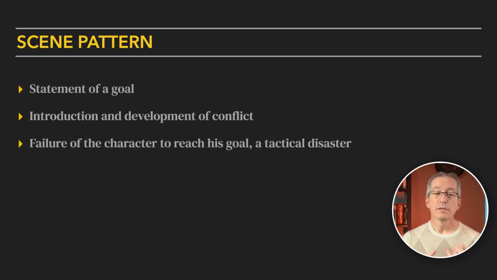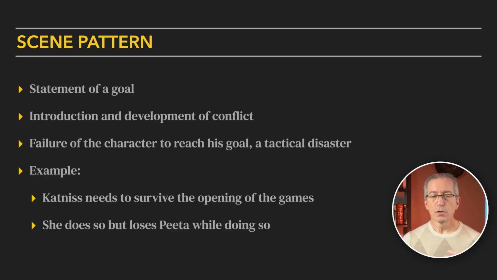They have the statement of a goal, the introduction and development of conflict, and the failure of the character to reach their goal, a tactical disaster of some sort. Early on, Katniss needs to survive the opening of the games. The kids are brought to the arena, and they are separated and lifted through these elevators onto these platforms. So there's 24 platforms around the cornucopia, and the cornucopia has a lot of equipment, food, medicine, and weapons, things the kids could use to help keep themselves alive, but everyone's going to want them.